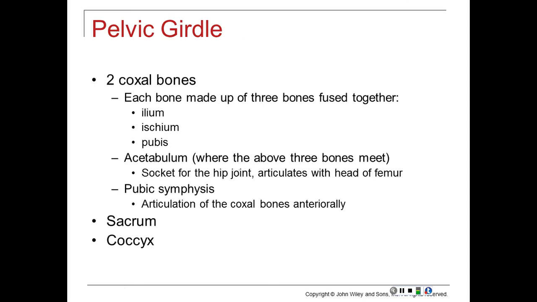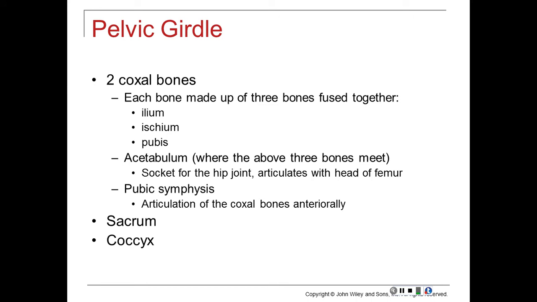Moving down to our lower limbs, we have our pelvic girdle, which is composed of the 2 coxal bones, or 2 hip bones, the sacrum, as well as the coccyx. Each coxal bone is made up of 3 bones that actually fuse together. Those 3 bones are the ilium, the ischium, and the pubis. The acetabulum is where all 3 of those bones meet. That's the little indentation, or I should say large indentation, for your femoral head. The pubic symphysis is the articulation of the coxal bones on the anterior side.